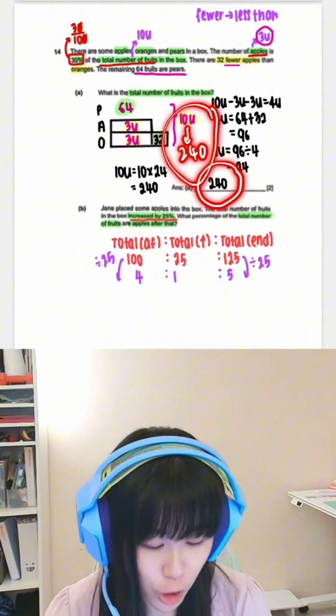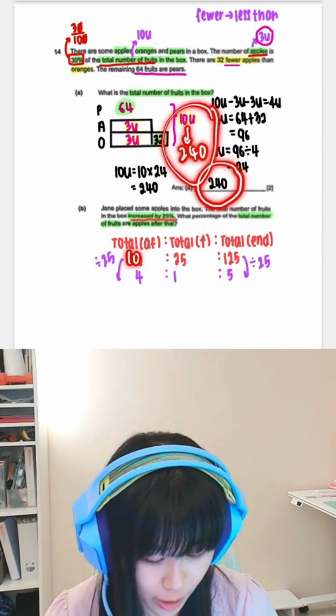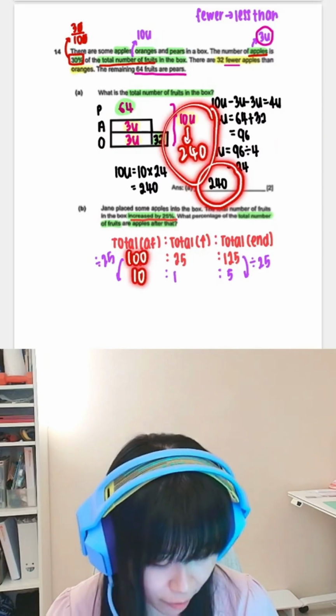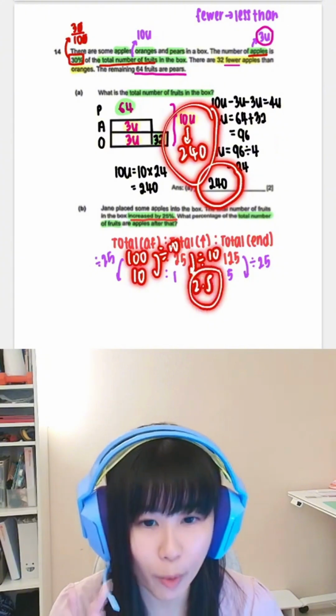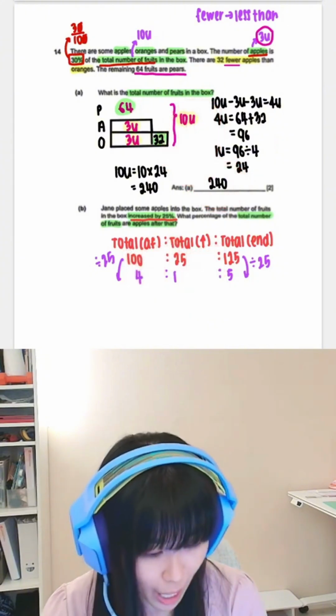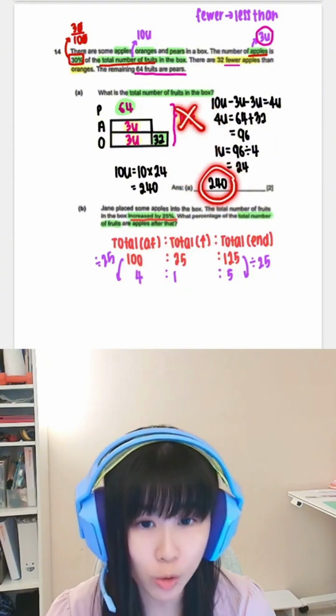But I never changed to 10 units earlier on, right? 100, I said I don't want to change to 10. Because if I change to 10, then I must divide by 10. Then here also divide by 10, then I get 2.5. I don't want to deal with that 0.5. So what I do, I just simply ignore the 10 units. I take the total as 240 at first.